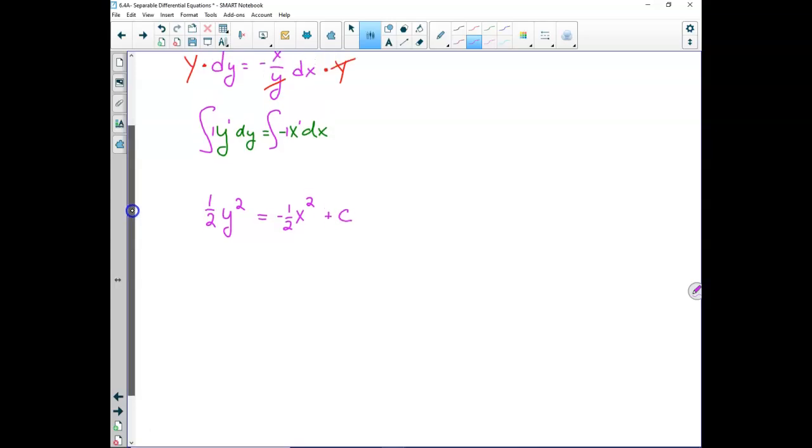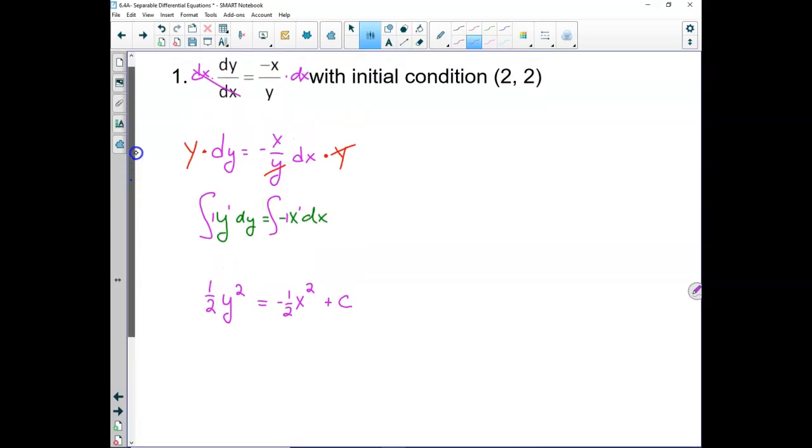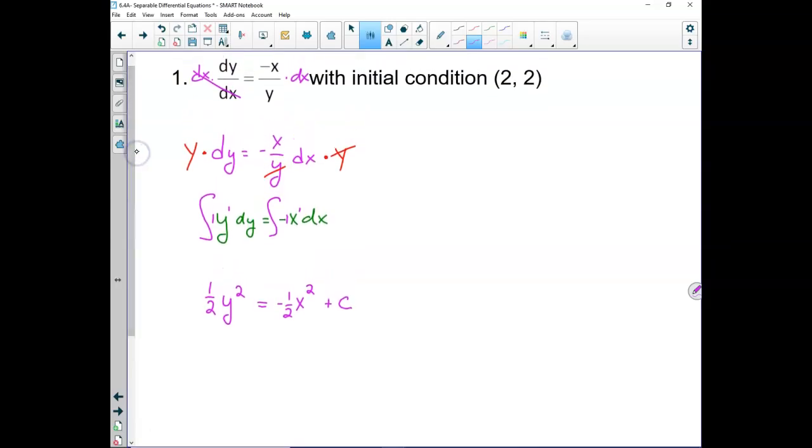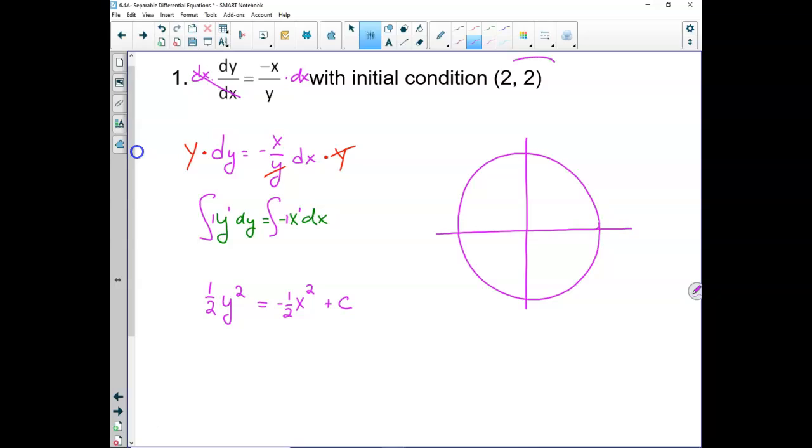Well, this is a tricky one now, okay? This is a tricky one. My initial condition is (2, 2). Remember, we said this is a circle, right? This whole thing is a circle, okay? But this circle is not a function, is it? Because it fails the vertical line test. That's why I started out and said it's half of a circle.